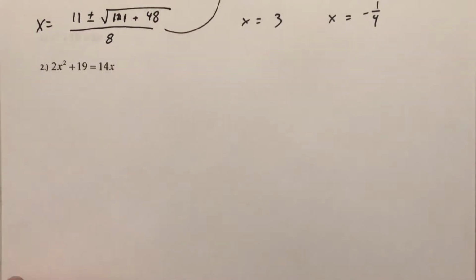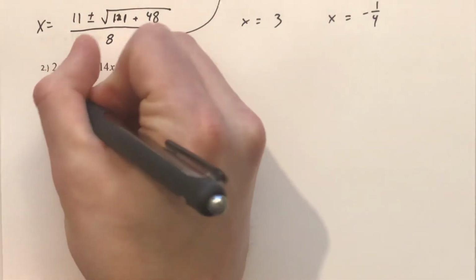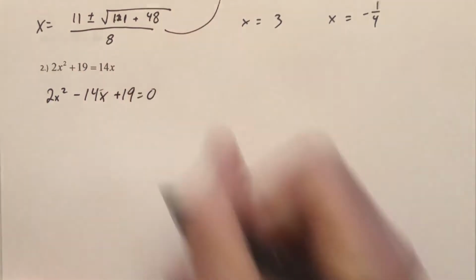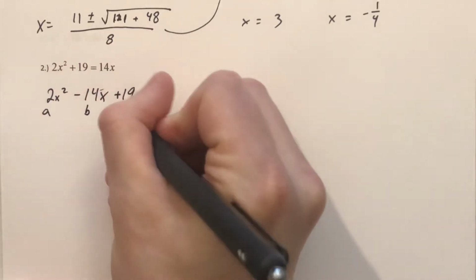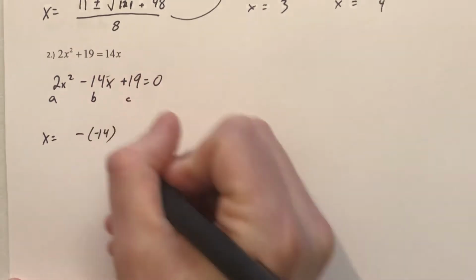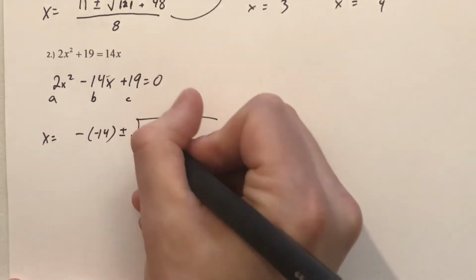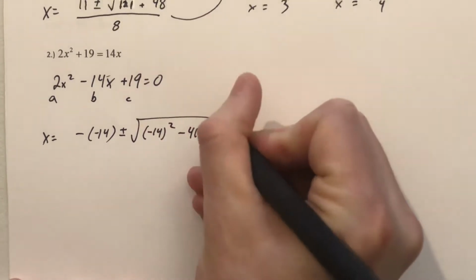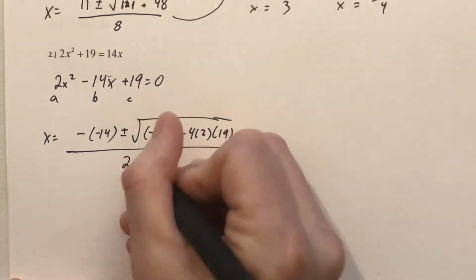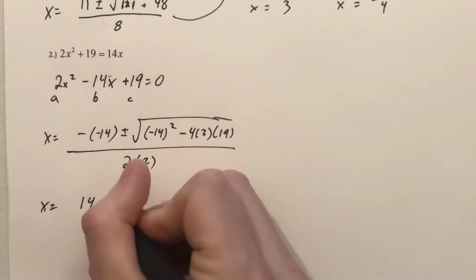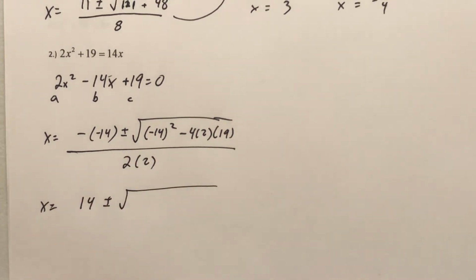All right, let's take a look at some more. Same thing: I will bring over the 14x this time, subtract 14x to get it into that form for my a, b, and c, and then plug into the formula. x equals negative b plus or minus the square root of b squared minus 4 times a times c, all over 2 times a. And then let the simplifying begin. 14 plus or minus the square root. We have 14 squared.